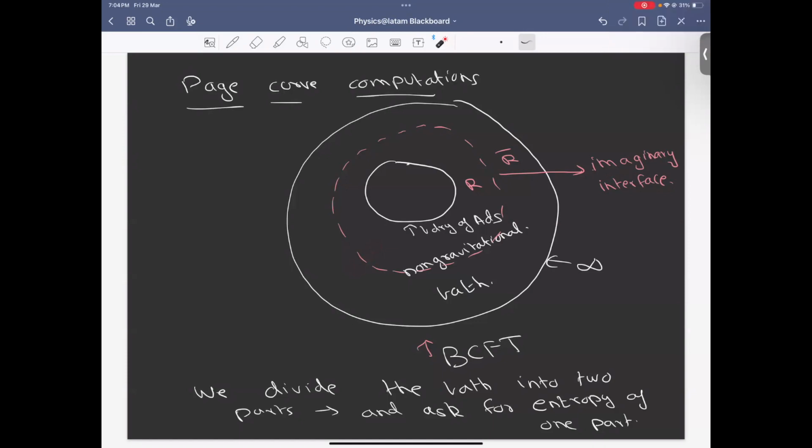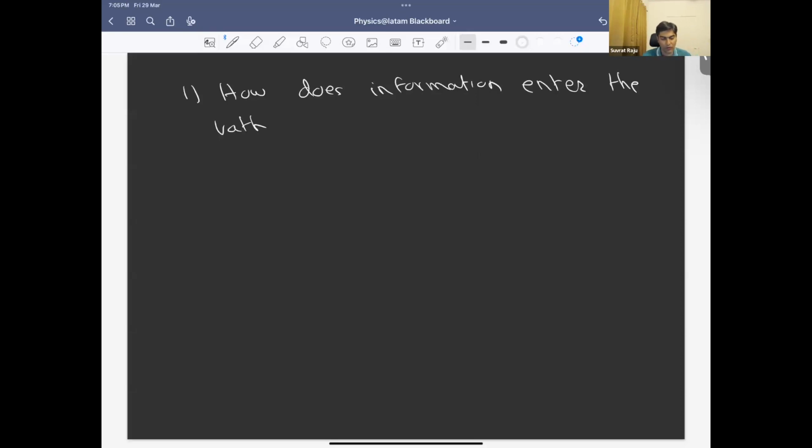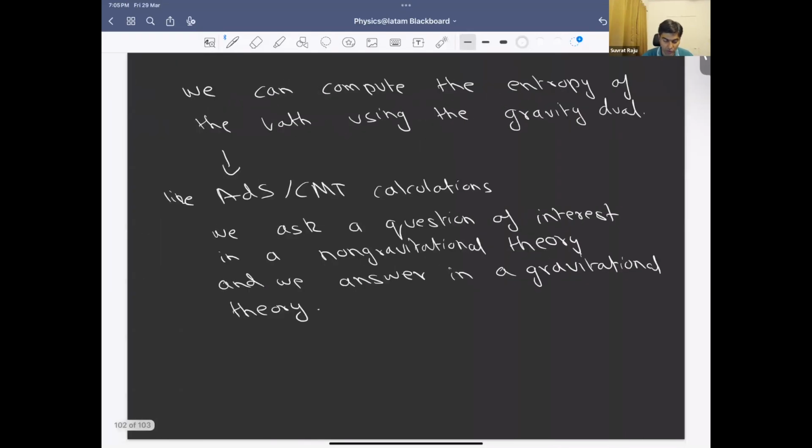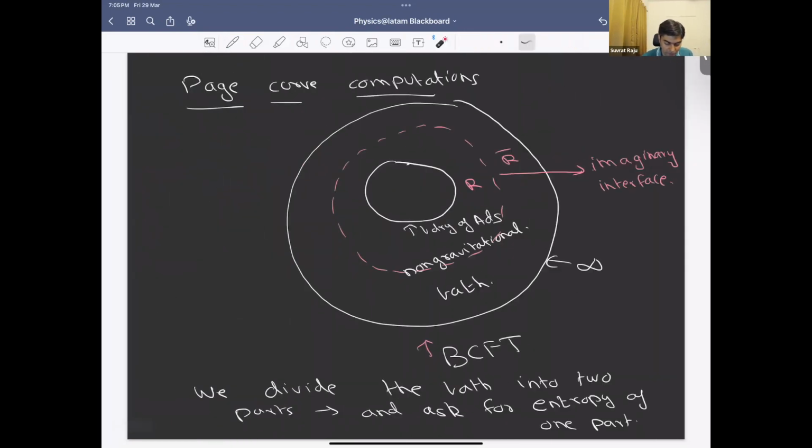Yeah. Okay. I want to explain two things now. Okay, the first thing is, in these Page curve computations, I want to first ask, how does information even enter the bath? Okay, that's a question you can ask. So just to say, by the way, there's no contradiction between anything I've said and the Page curve computations. It depends on which question you want to ask. Do you want to ask the question of what happens in the gravitational region, or do you want to ask the question of what happens in the non-gravitational region? Depending on what question you ask, you'll get different answers. Either the information is available at all times, or it emerges after the Page time.